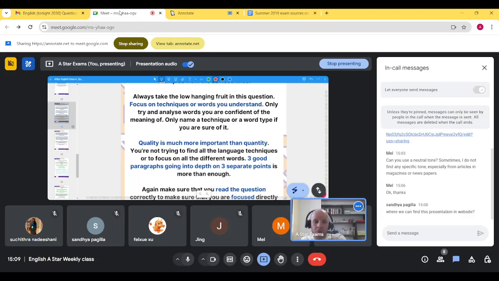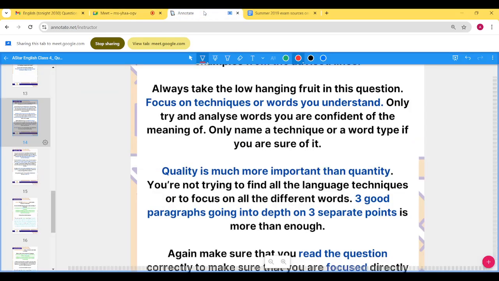Now, again, what I said earlier, always take the low hanging fruit in this question. What that means is focus on the techniques or the words you understand, the phrases you understand. In fact, it's more important you understand the phrase than you know the techniques. You might see something as a simile because it uses like or as, but you don't understand it. Unfortunately, then it's better to avoid it because it will become apparent to the examiner if you really don't know what you're saying.